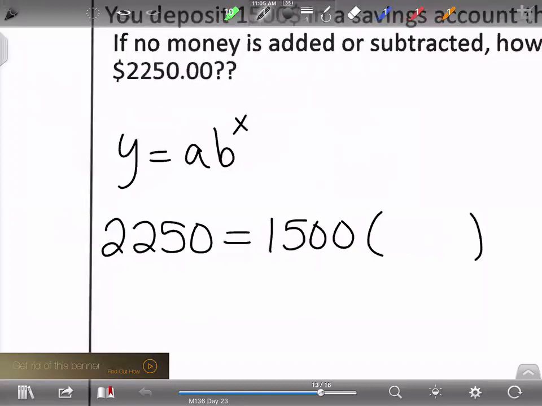B is our growth or decay rate. In this case, our money is growing. We went from $1,500 to $2,250. So we're going to use 1 plus the percent it's growing by, which is 7%. And remember, X stands for the amount of time. We don't know the time, so I'm just going to put a little t there to represent time.